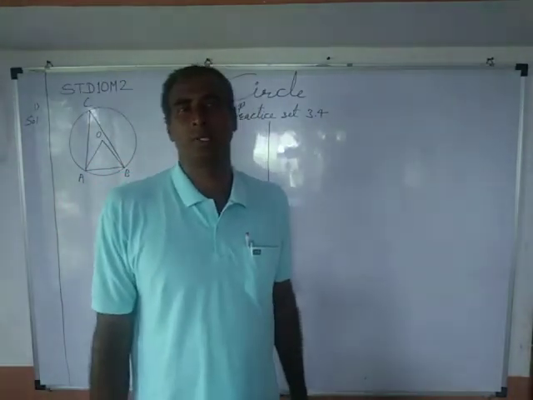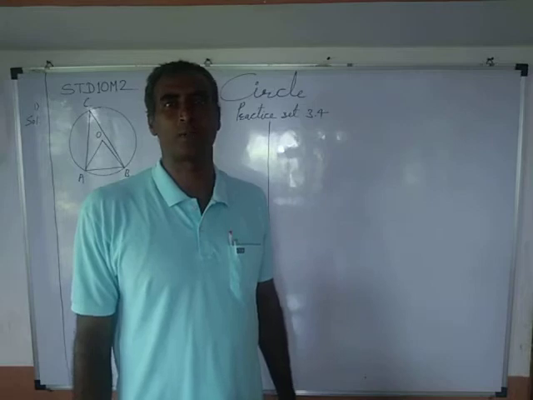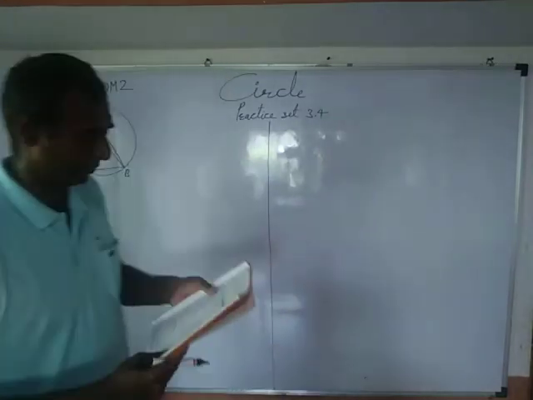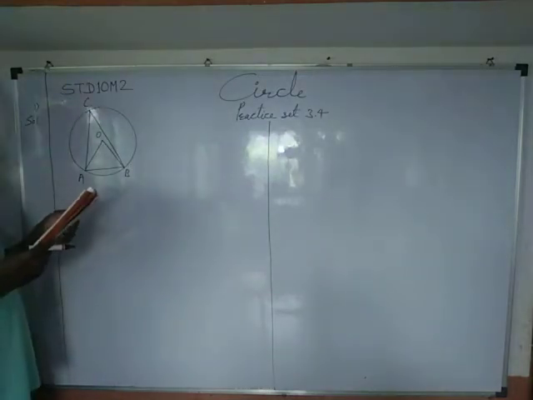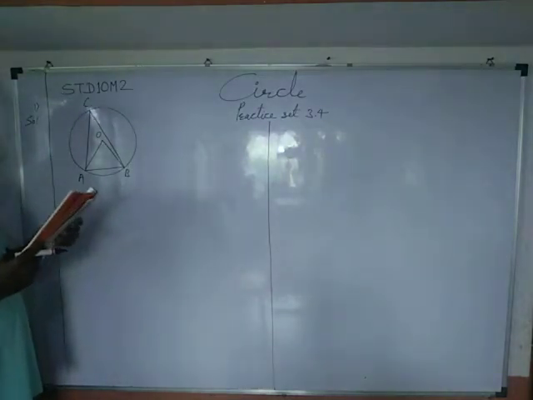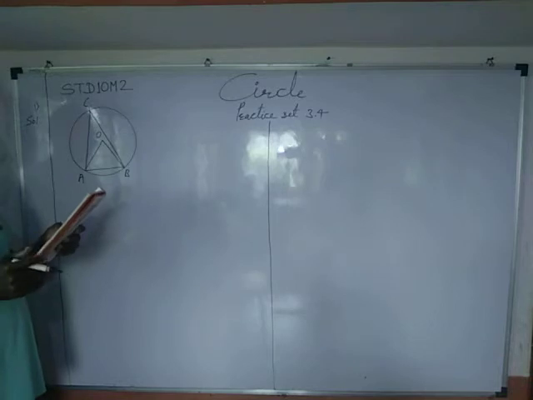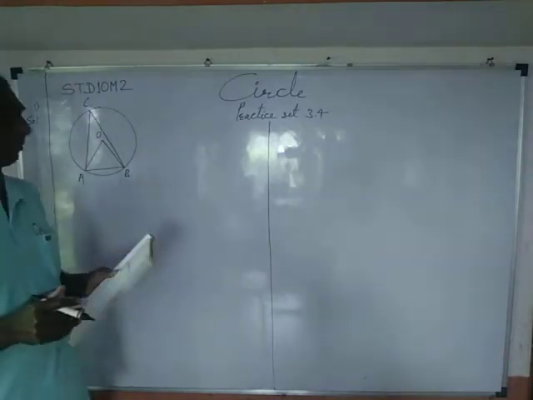Hello. Now let's solve practice set 3.4. Question first. In the figure, in a circle with center O, the length of chord AB is equal to the radius of the circle. Find the measure of each of the following.